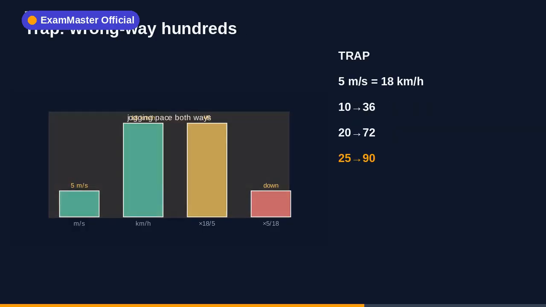Trap, 5 meters per second and 18 kilometers per hour are the same speed. Carry that pair. 10 meters per second is 36 kilometers per hour. 20 is 72. 25 is 90. Anything that turns 90 kilometers per hour into a number in the hundreds used the up factor the wrong way.